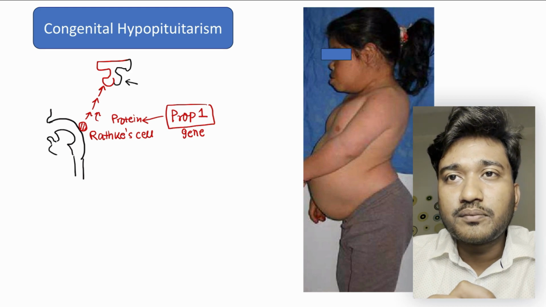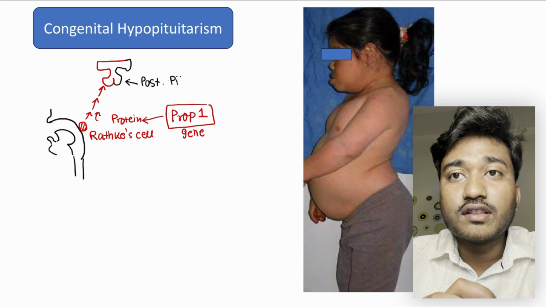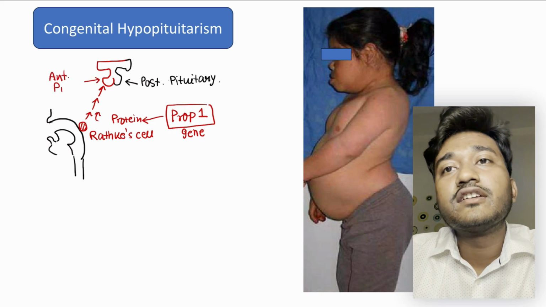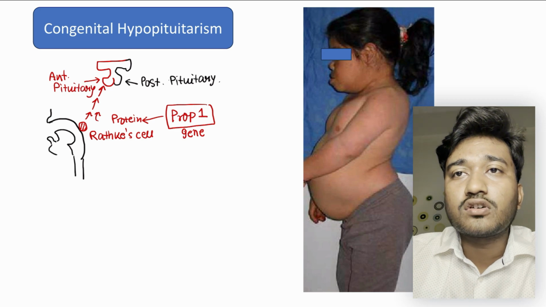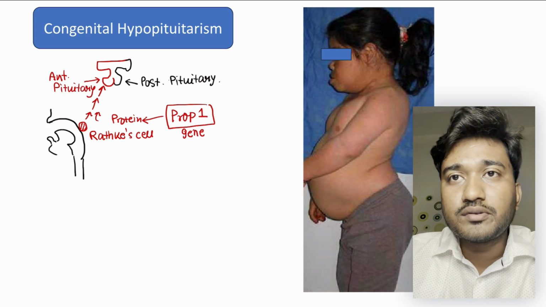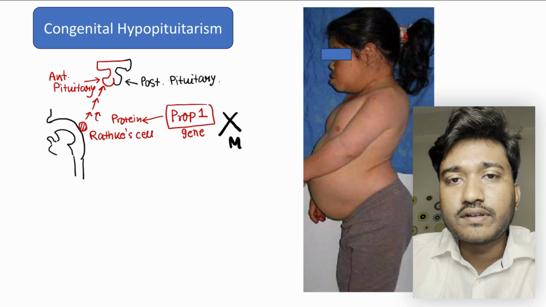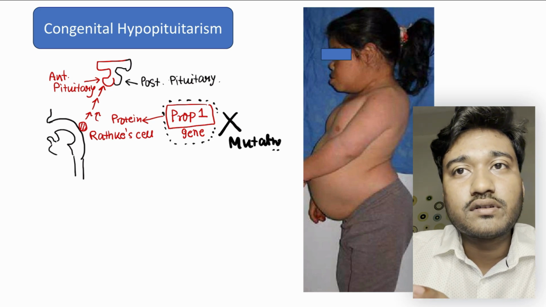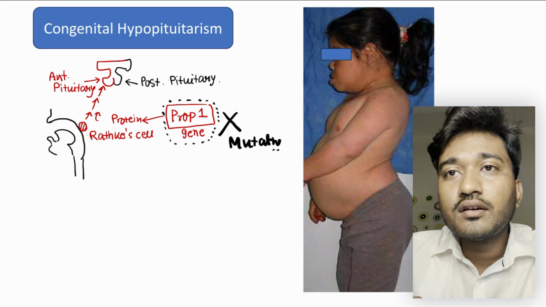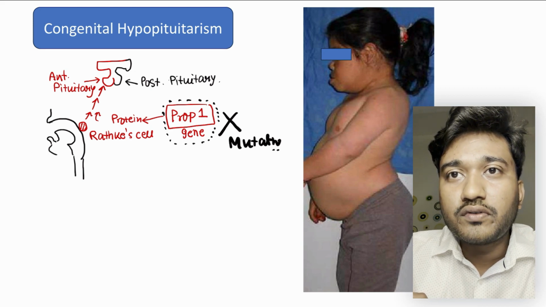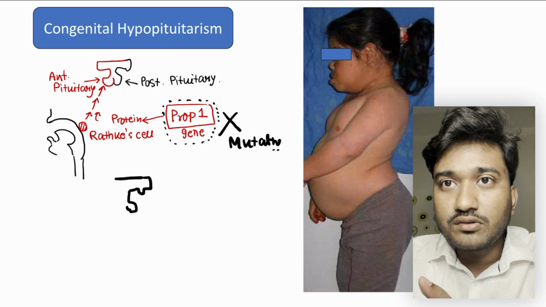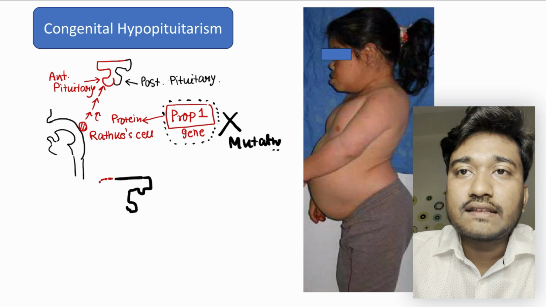From that gene there are protein byproducts that basically transmit those cells, and it goes and joins with the stalk and also the posterior pituitary. That is how the development actually happens. But the issue is there is a mutation in the PROP1 gene, therefore there is no protein as a molecular motor for the translocation of these Rathke's cells.